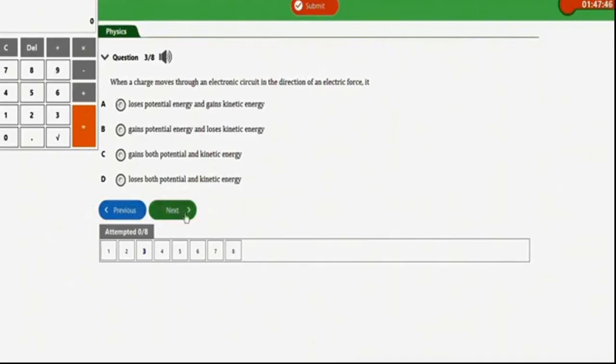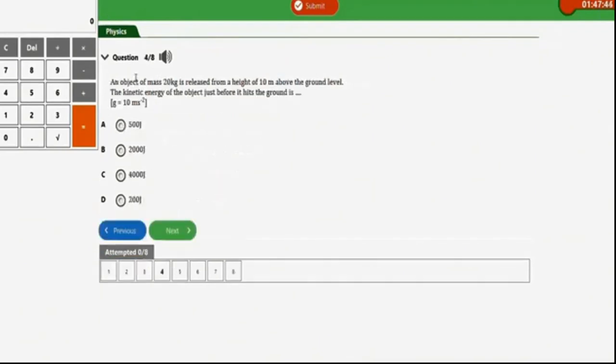The next repeated question says an object of mass 20 kg is released from a height of 10 meters above the ground level. The kinetic energy of the object just before it hits the ground is what? As with the first question we solved, the kinetic energy of the object just before it hits the ground will be equal to the potential energy, mgh.